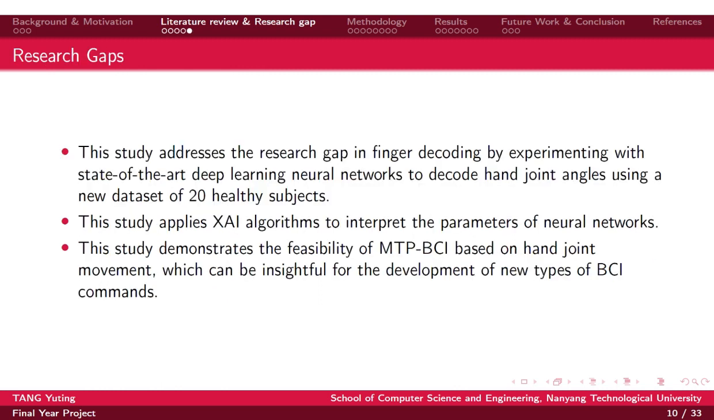This study addresses the research gap in finger decoding by experimenting with state-of-the-art deep learning neural networks to decode hand joint angles using a new dataset of 20 healthy subjects in a non-invasive setting. And this study also applies explainable AI algorithms to interpret the parameters of neural networks, specifically the channel importance. And this study also demonstrates the feasibility of MTP-BCI based on hand joint movement, which can be insightful for the development of new types of BCI commands.